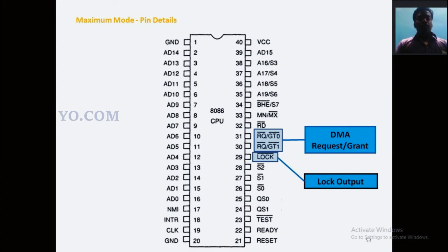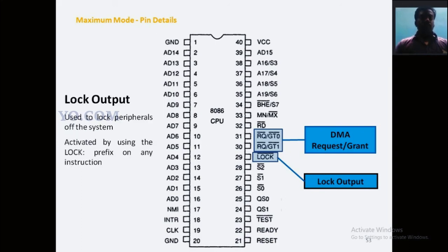Next one is lock. Lock is an output given to external hardware to lock the system bus. The lock output is used to lock the peripherals of the system, activated by using the lock prefix on any instruction. If the system bus is locked, the external peripherals cannot do anything. We are locking the peripherals of the system.